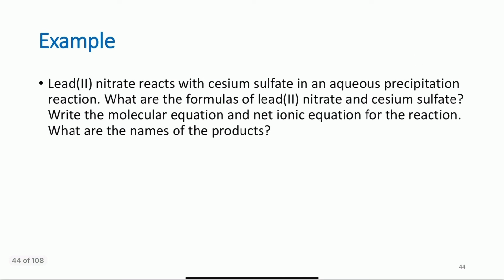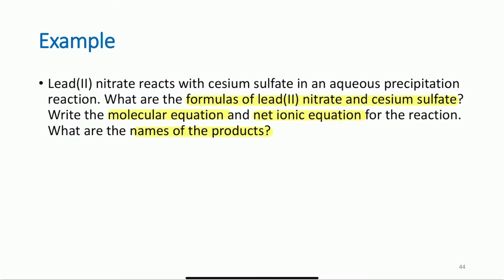Okay, how about this? Lead 2 nitrate reacts with cesium sulfate in an aqueous precipitation reaction. What are the formulas of lead 2 nitrate and cesium sulfate? So first, formulas here. Write the molecular equation and net ionic equation for the reaction. What are the names of the products?